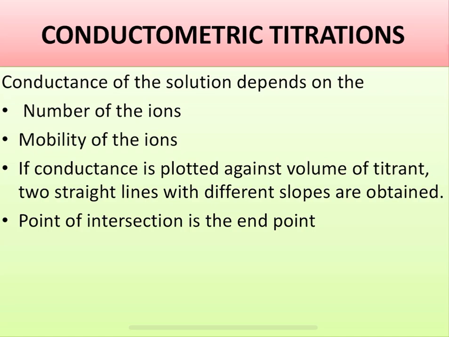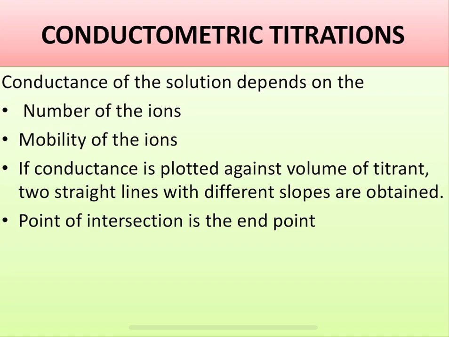Conductance means how easily a current or electricity is carried by each kind of ions, that is cations or anions. That can be measured with the help of a conductometer, and that particular experiment is called a conductometric titration. Now let us see the principle of conductometric titration.